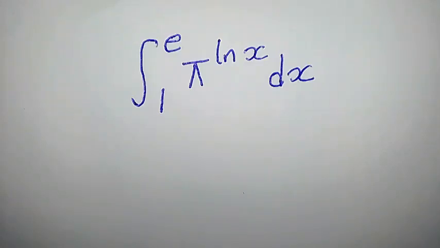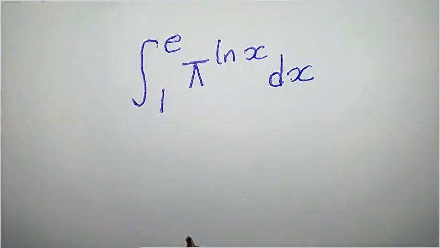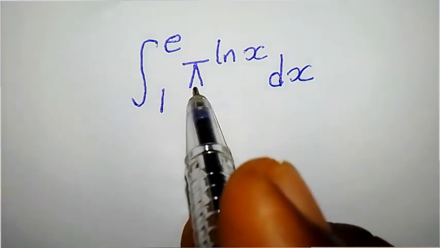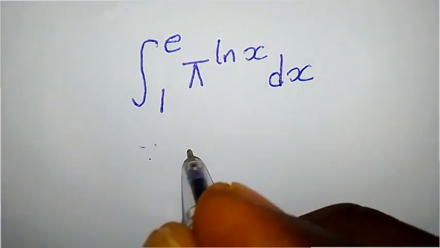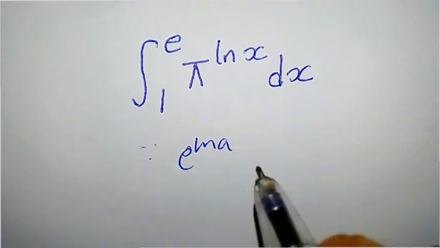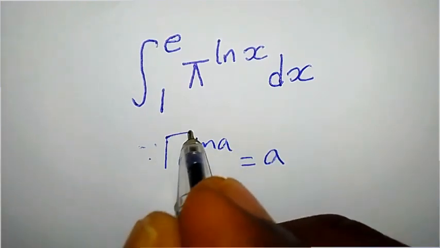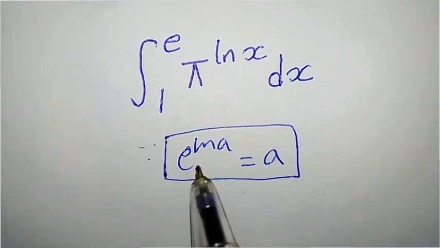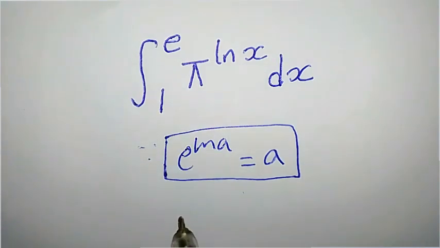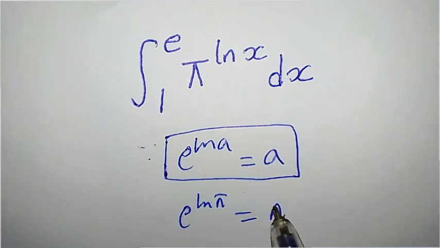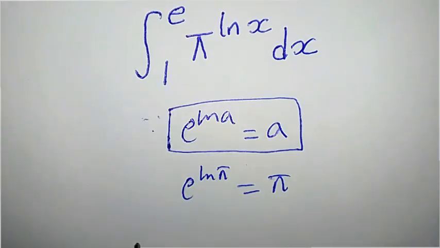Welcome to this challenging and at the same time very interesting integral problem. The first step we are going to take is to rewrite pi. Recall that e to the power of ln a is equal to a, where a happens to be a constant. Take note of this. Since pi also is a constant, that means e to the power of ln pi is equal to pi. From this line, we're going to have the integral from 1 to e.